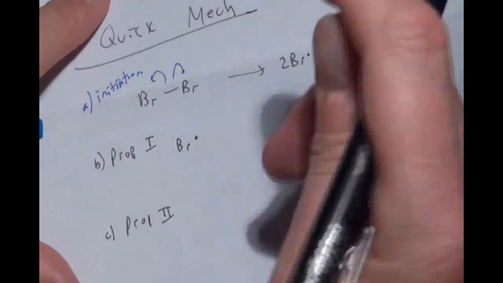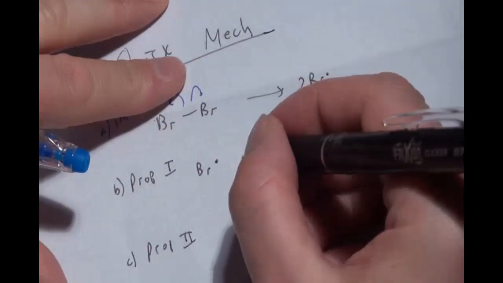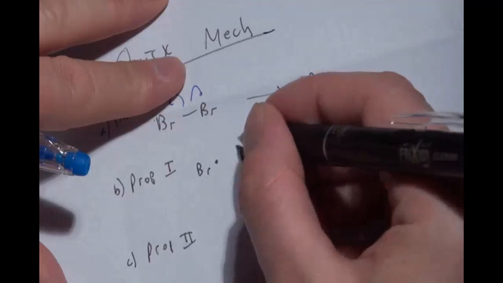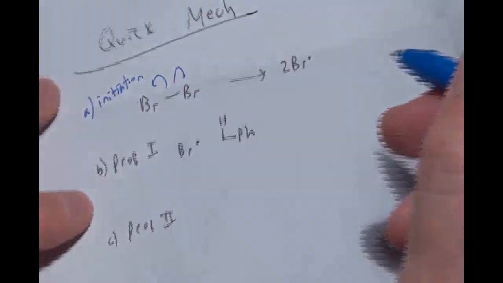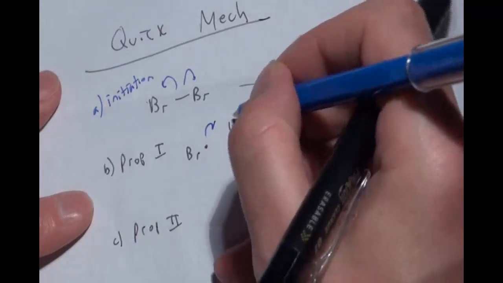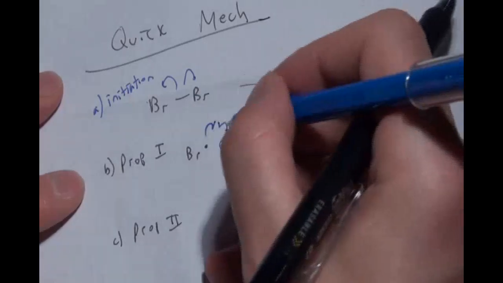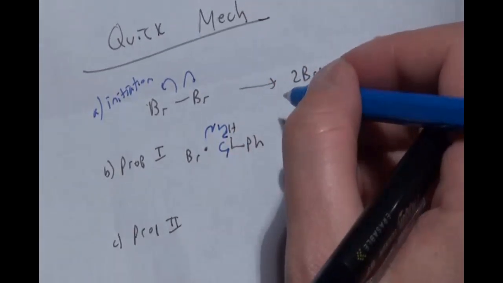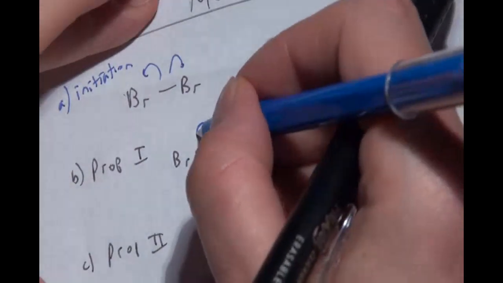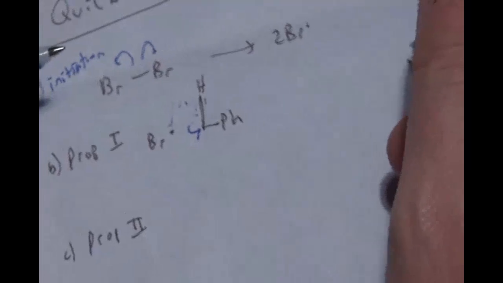It rips off the hydrogen from the substrate. So that's phenyl CH3. So these are three fishhook arrows. Kind of a little hard to see that. But yeah, the Br dot is a fishhook. And then let's draw that better. Okay, that's CH3, right? Let's draw that a little nice and big so we can see this. Okay, so yeah.